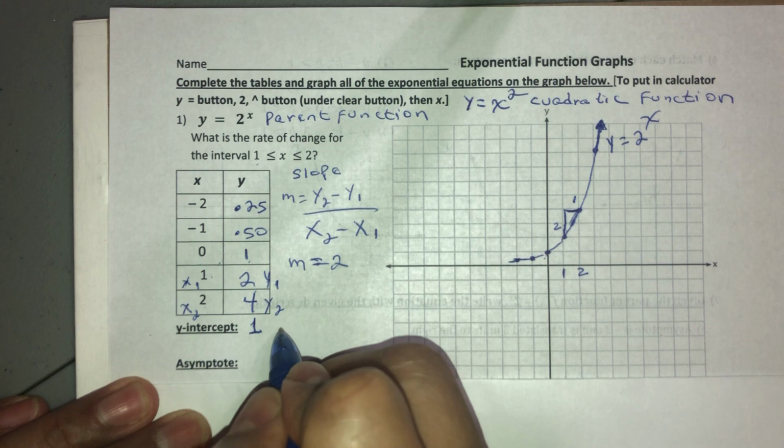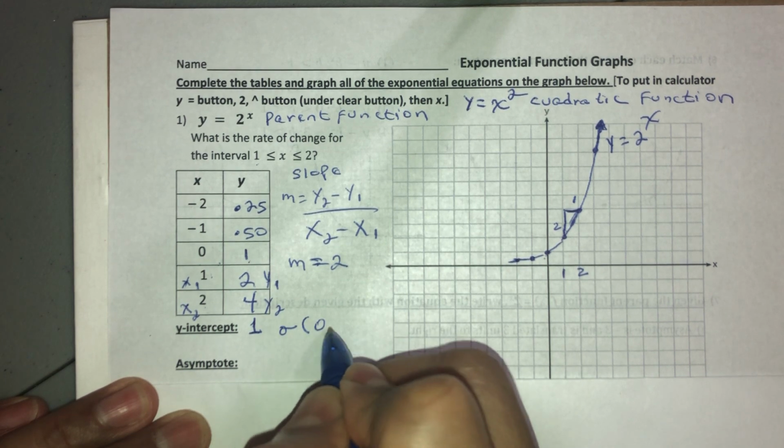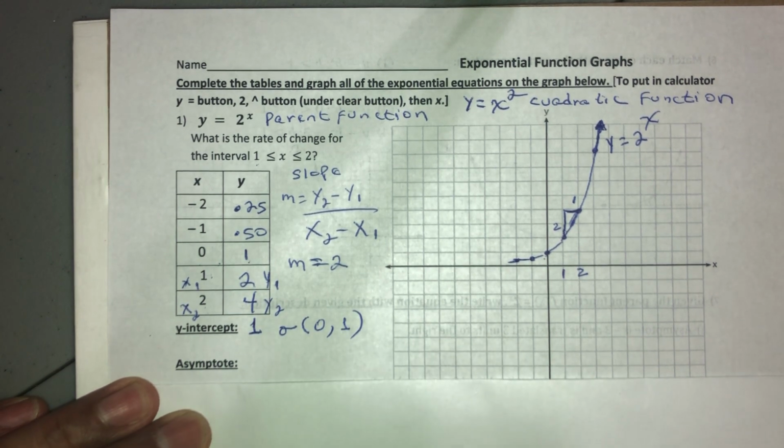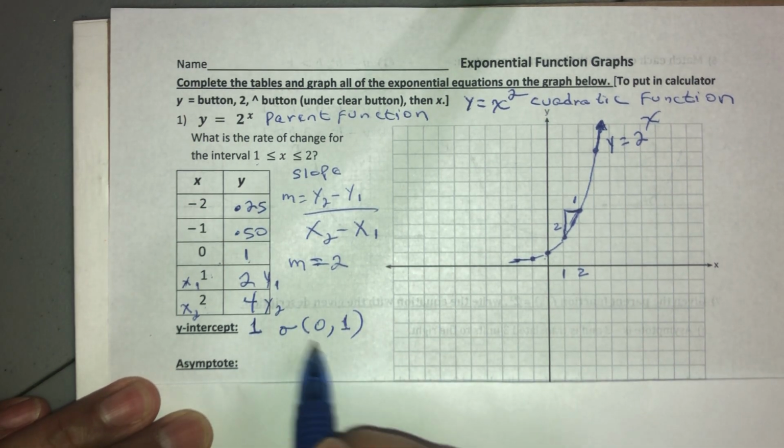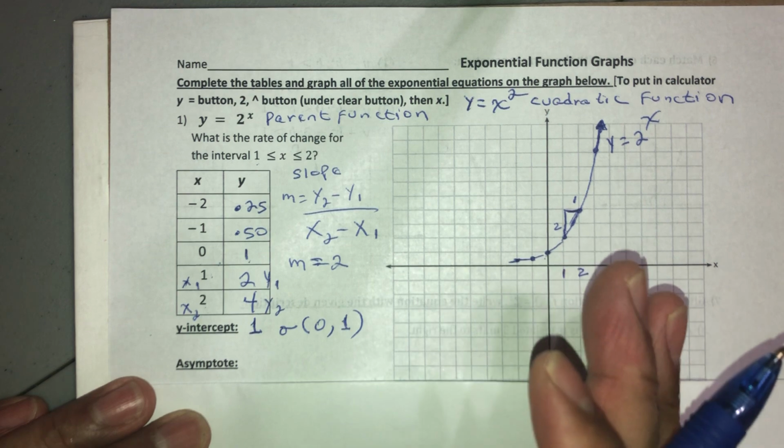Or they might ask for the coordinates. So if they ask you for the coordinates, it's supposed to be (0, 1). So on the test, they might give it to you as just 1, or (0, 1), which is the same thing.